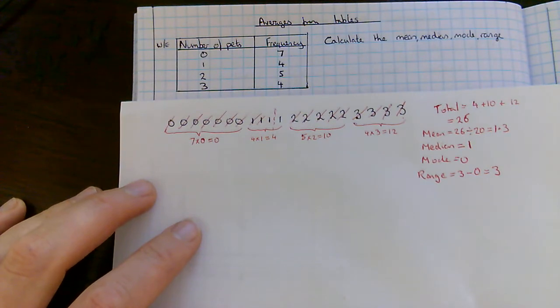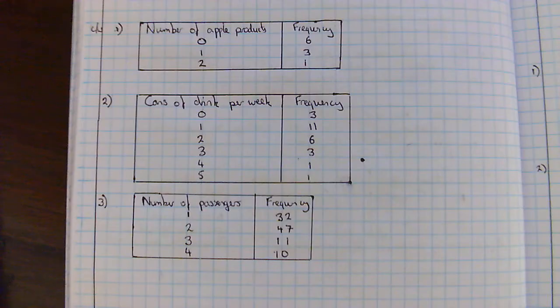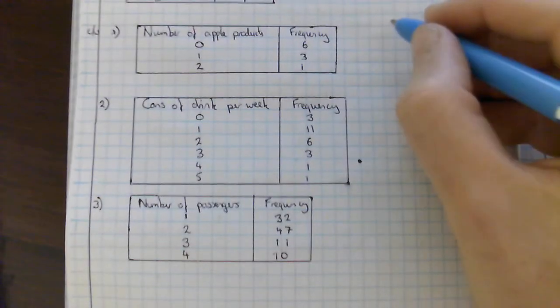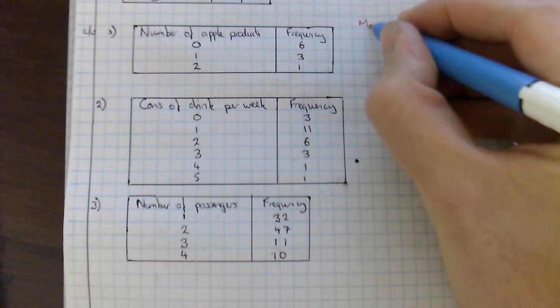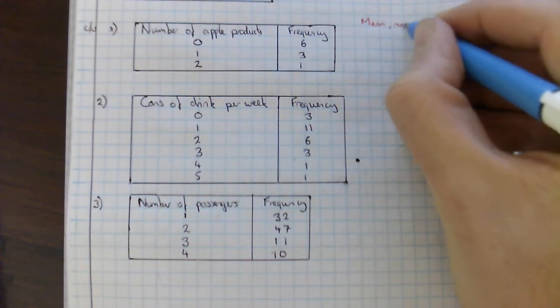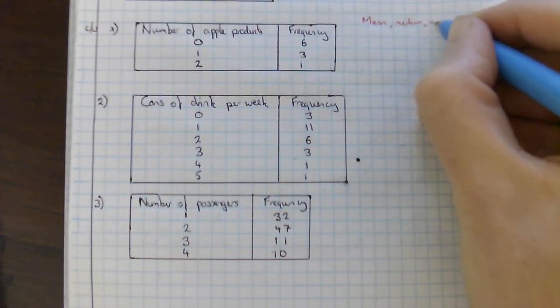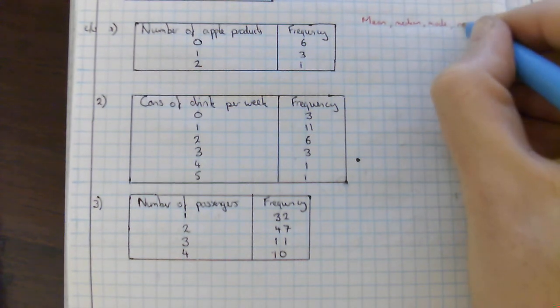Pause the video, make sure you've got down that worked example, and then there's some questions for you to try yourselves. Well done, this is not easy. Okay, so here are 3 questions for you to try. For each of them, I would like you to calculate the mean, the median, the mode, and the range.